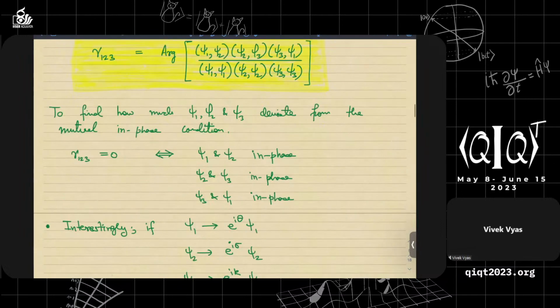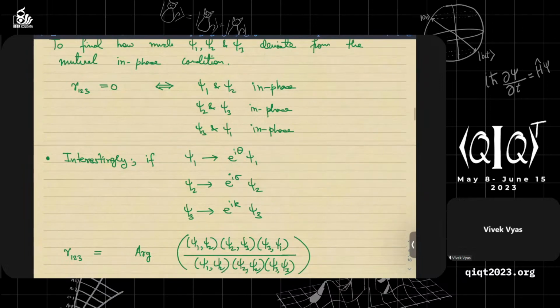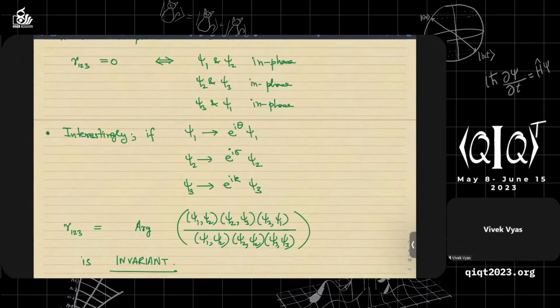Now, interestingly, if I make a transformation, if I change the angle, if I multiply an overall phase to all these vectors, then the value of gamma does not change, because the phase coming from psi1 gets cancelled with psi1 from here. Psi3 here gets cancelled from the phase coming from here, psi2 with psi2 coming from here. So all these phases get cancelled.